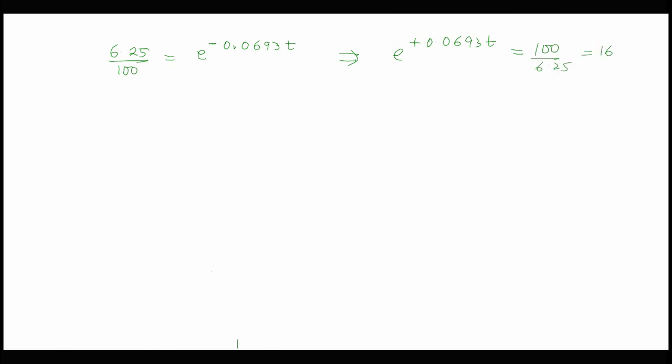From here I can calculate the value of t. So we can write it as 0.0693 t is equal to ln 16. So we are taking log on both sides, and from here I can calculate the value of t as 40 seconds. So the value of t will come out to be 40 seconds. Let us move to the next problem.